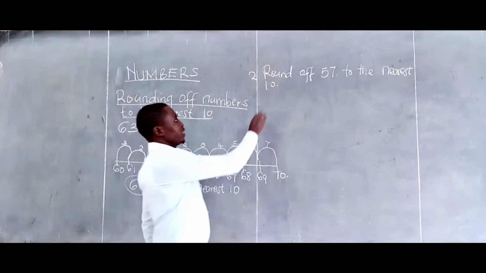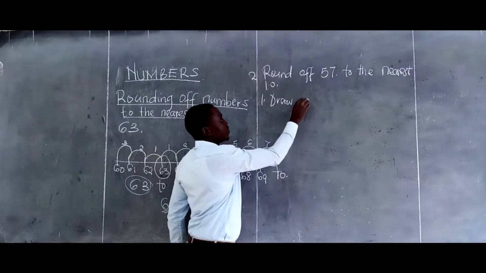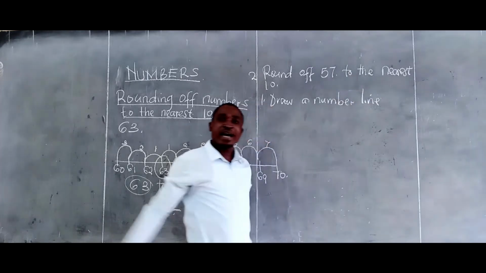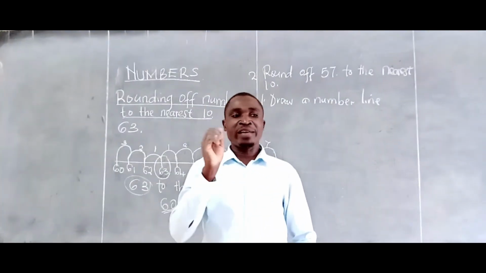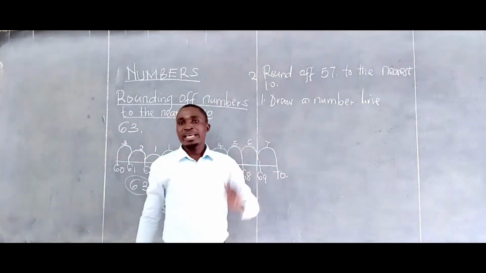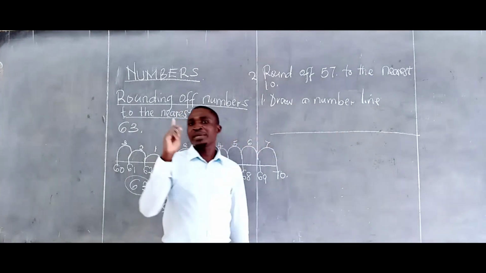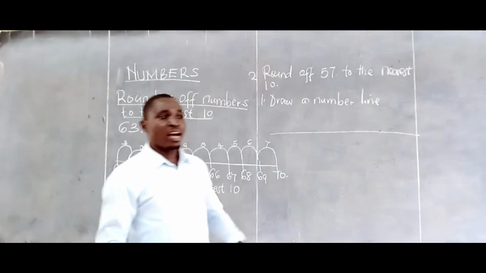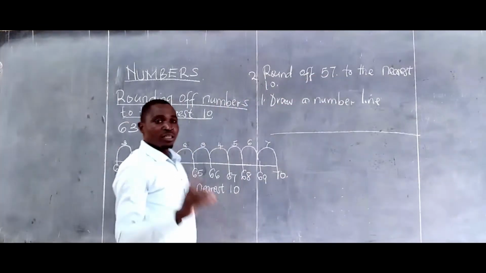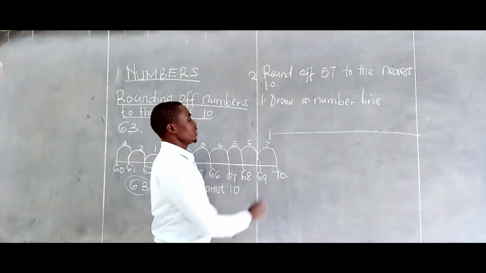Step number 1. I have said draw a number line. Draw a number line. Be very careful because I'm going to pose a few questions that you will be expected to respond to. Draw a number line. Look at mine. On the same number line, indicate, here we have 57. Now begin from 50 up to 60. Observe as you also do it, because you are going to share the results.